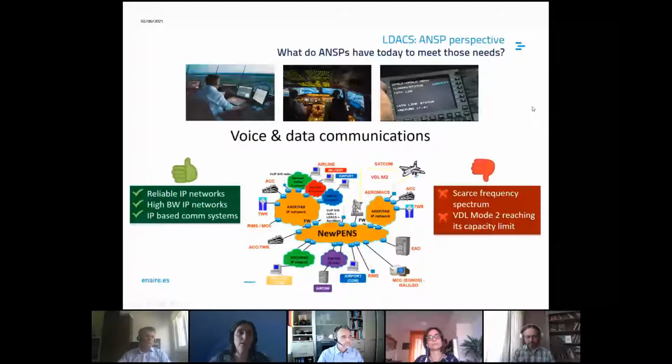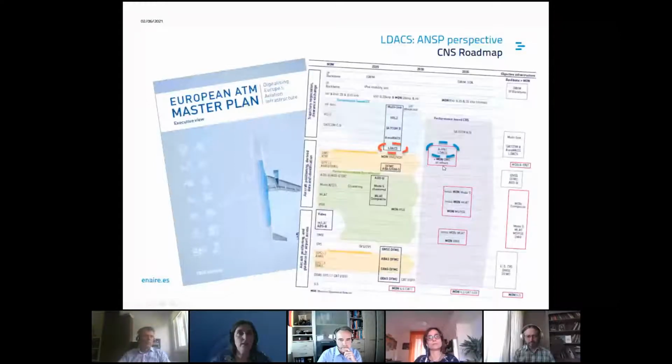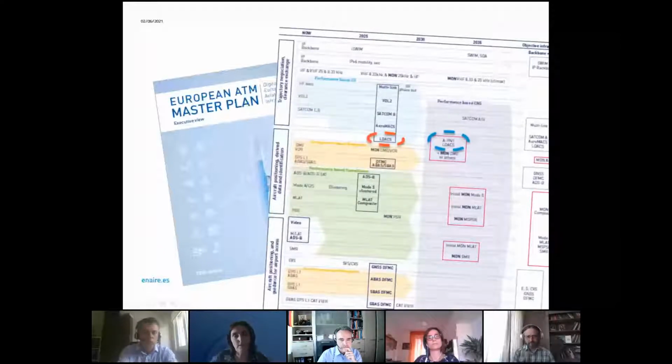Okay, so how do we see the future? The ATM Master Plan is a planning tool for the ATM modernization in Europe. Let me see. I think you can see better now. As you can see, there are different arrows per technology. You can see in the current, HF data, VDL Mode 2, SATCOM Class C and Class B.